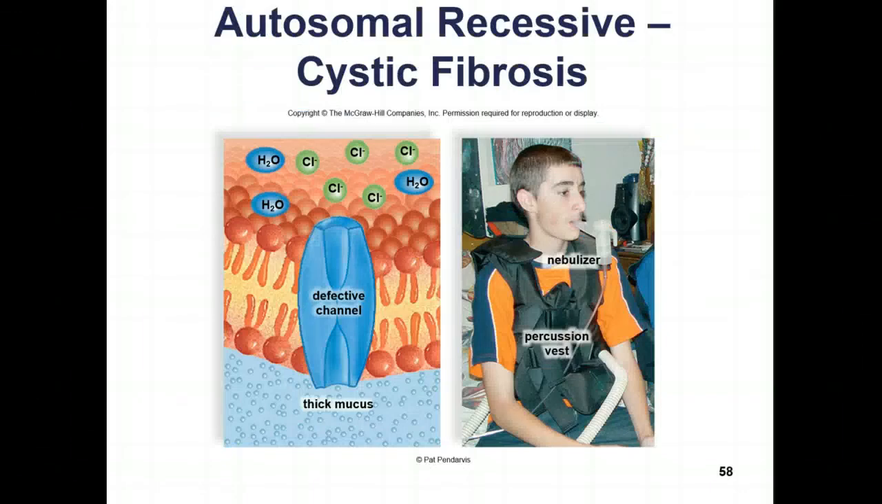Autosomal recessive cystic fibrosis is another example. With cystic fibrosis, there's a defect in a channel protein that allows chloride ions to move across cells. This upsets the water balance in that osmosis does not occur correctly. People with this homozygous recessive mutation will produce extremely thick mucus in their organs, digestive tract, and lungs.